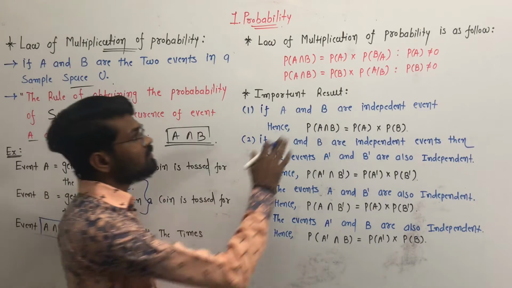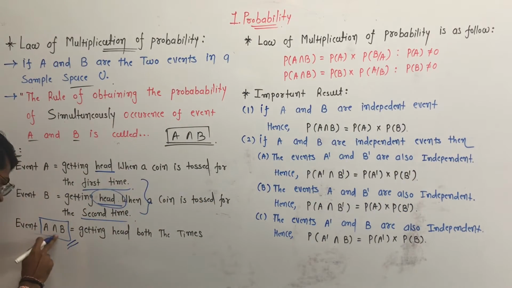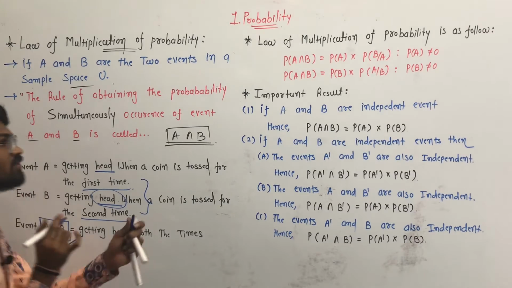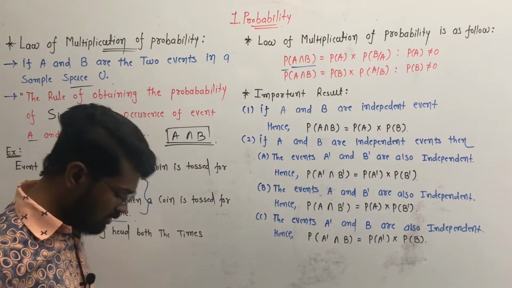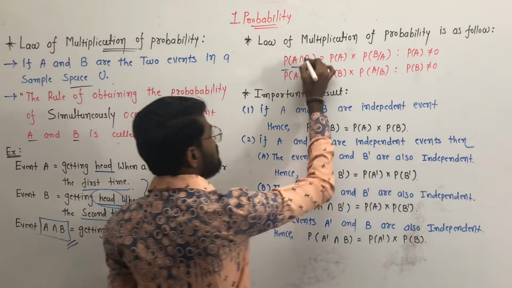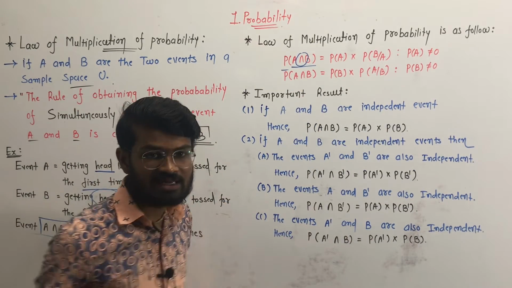So the law of multiplication of probability is given as follows. A intersection B means the law of multiplication, and A union B means the law of addition. So we have to find the probability of A intersection B, why? Because we discussed multiplication, and for multiplication there is an intersection.